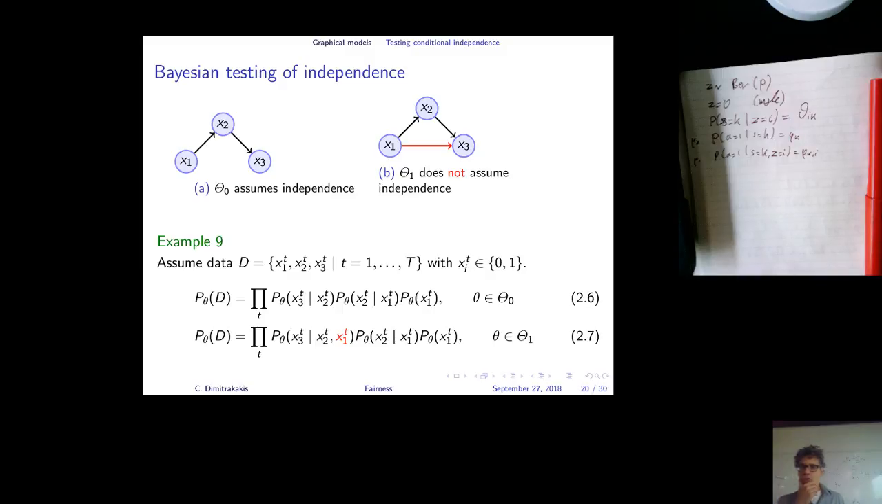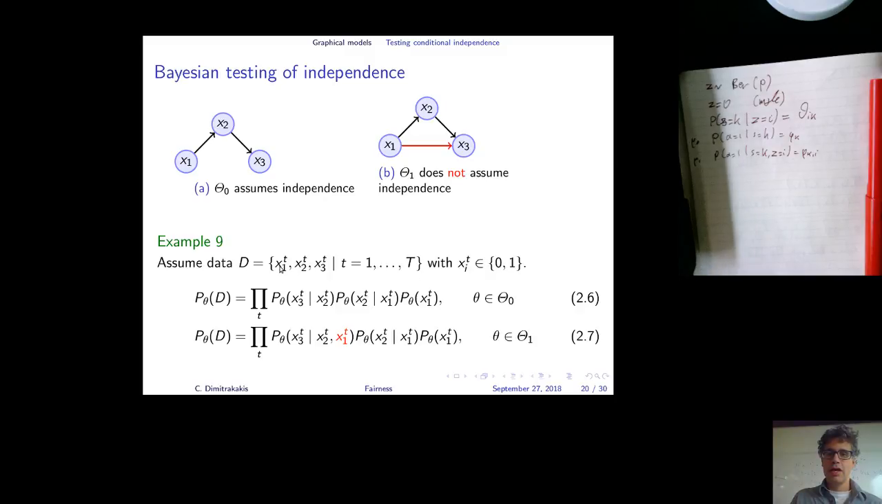So, how do we use this idea to test for independence? You have two models. One of them assumes independence. Okay. And the other one does not. It's like what we had here. It's exactly the same thing. Now, let's take the case where all the variables are binary.